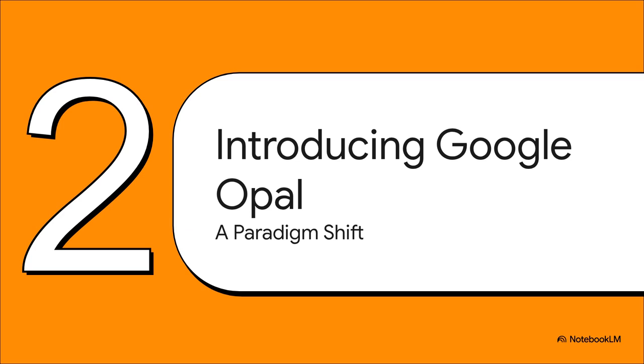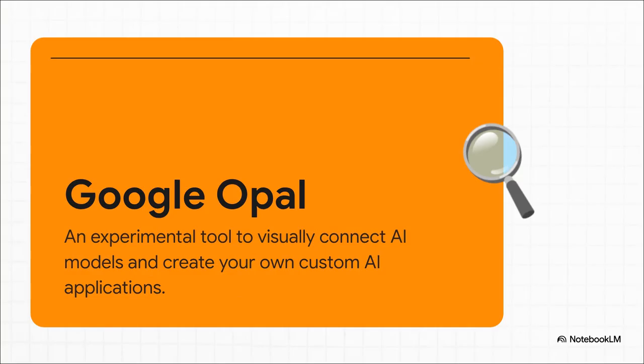Okay, so that's the problem. Now let's talk about the solution that's got everybody so hyped up. This is Google's experimental answer to all that complexity, and it's called Opal. So what is Google Opal? Well, here's the most important thing to get. It is not just another AI app. No, it's a tool for building your own AI apps.